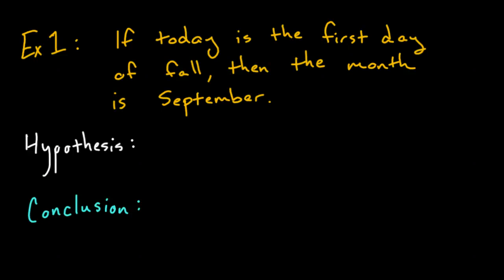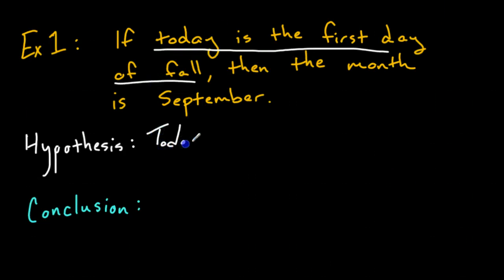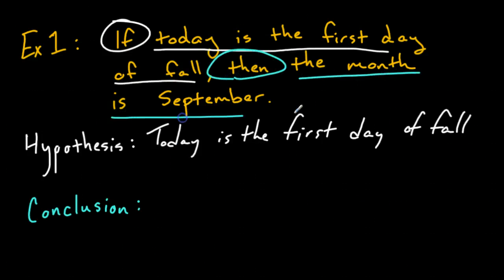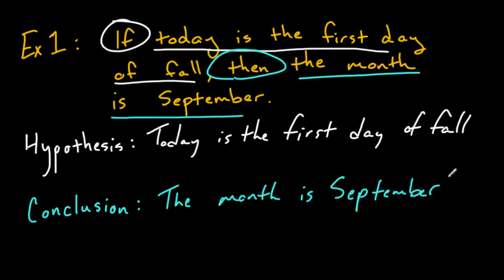All right, so let's pick out the hypothesis and the conclusion real quick. If today is the first day of fall, then the month is September. So the hypothesis follows the if, all the piece that follows the if. Today is the first day of fall. And again, we knew that was the hypothesis because it followed the if. The conclusion, then, we got all that other piece. So the month is September. Hypothesis again was today is the first day of fall. Conclusion follows the then: the month is September.